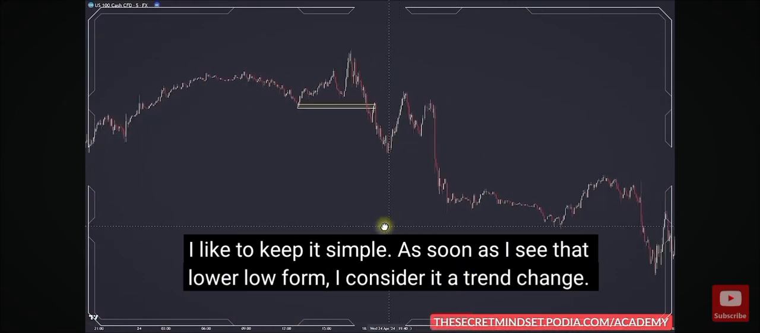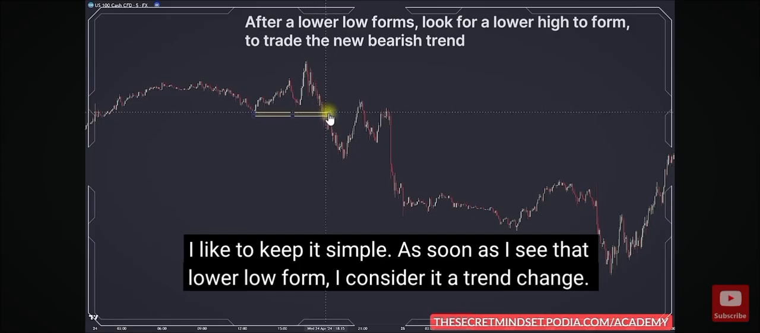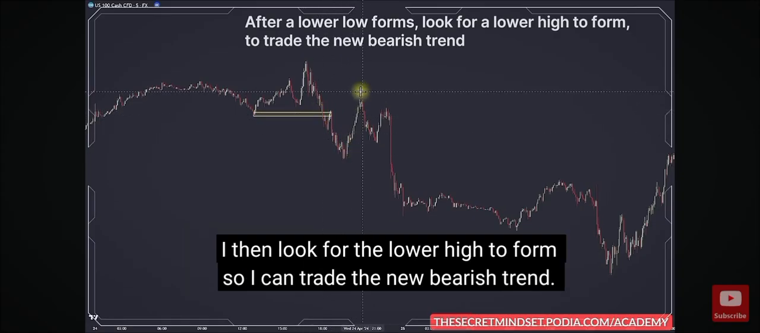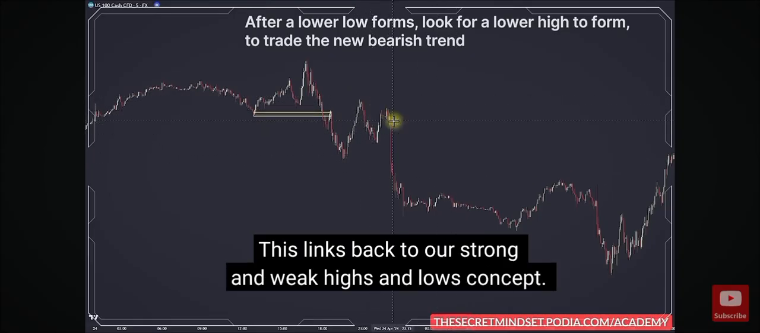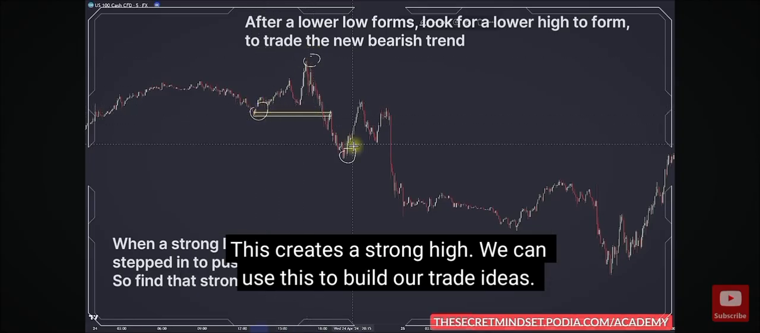I like to keep it simple. As soon as I see that lower low form, I consider it a trend change. I then look for the lower high to form so I can trade the new bearish trend. This links back to our strong and weak highs and lows concept. When a strong low is taken out, it means a lot of money stepped in to push the price down. This creates a strong high. We can use this to build our trade ideas.